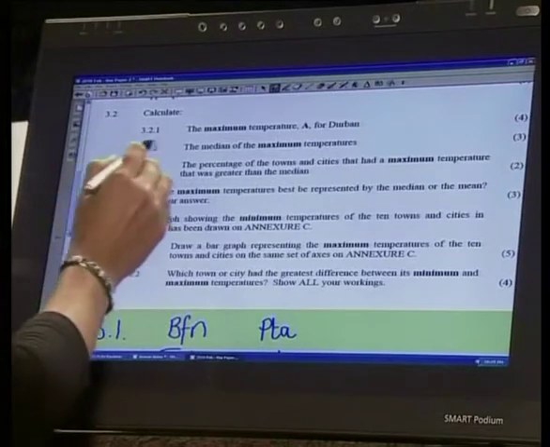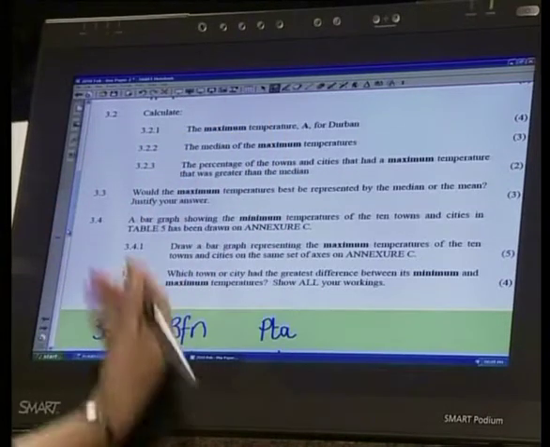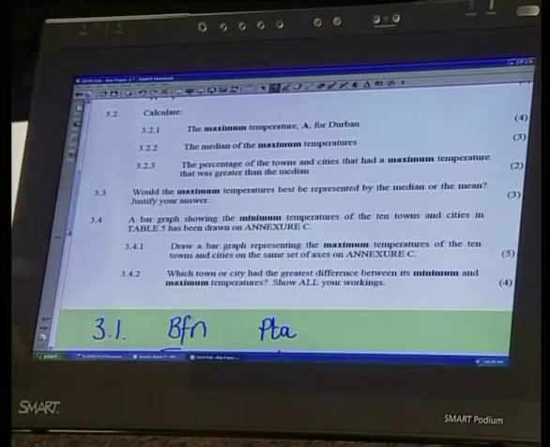All right, 3.2.2, the median. The median of the maximum temperatures. Now, there's different types of averages that you should know about in Maths Lit. You should know about the mean average, which is the one we've just calculated. You should know about the median, which is the one that I'm going to have a look at now. And then the third one that you have is the mode. Okay, now the mode obviously is the one that occurs the most often, so we're not dealing with that one.